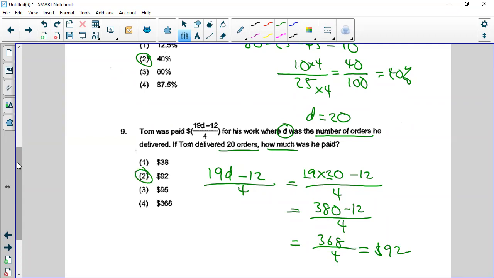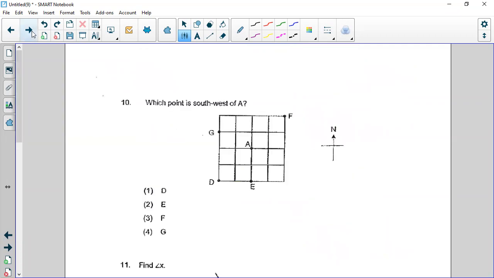Many of you, all of you haven't learned that, but this is just a little introduction. I think you will learn that in the next semester. Okay, let's go to question number 10. Some of you get confused. Which point is southwest of?